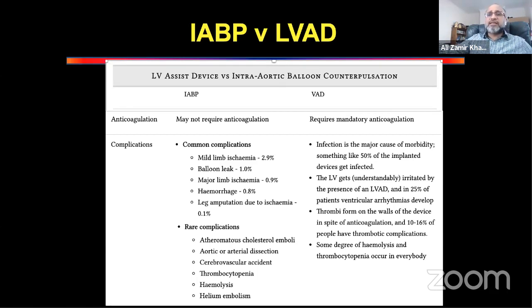And very often in the exam, we ask you, what is the benefit? What is the complication? What is the difference between a LVAD or a RVAD versus IABP, okay?